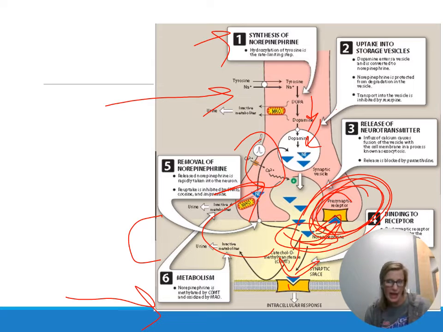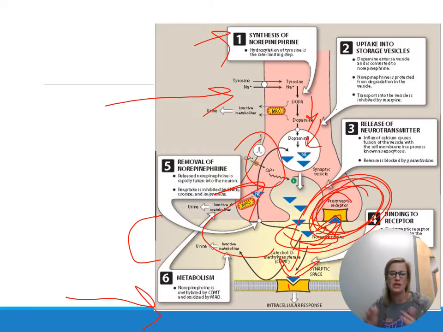6 is showing us metabolism. Again, norepinephrine can be metabolized by enzymes. There's an enzyme called COMT that's present in the cleft that can break down the norepinephrine in the synaptic cleft. Also, once we take the norepinephrine back up into the presynaptic neuron, once reuptake occurs, we can break it down inside the neuron with an enzyme called MAO, monoamine oxidase.